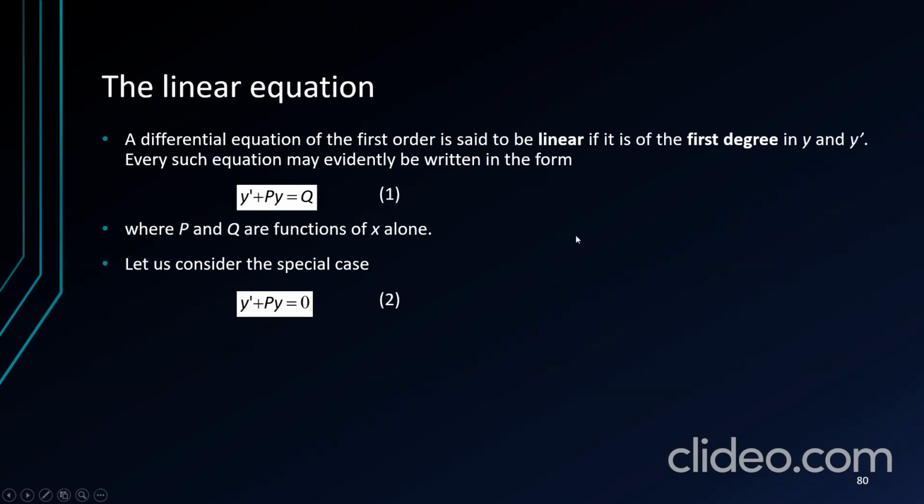Kasi linear kasi walang x times y. Diba? Walang y squared. So let's consider the special case y prime plus p y is equal to 0.